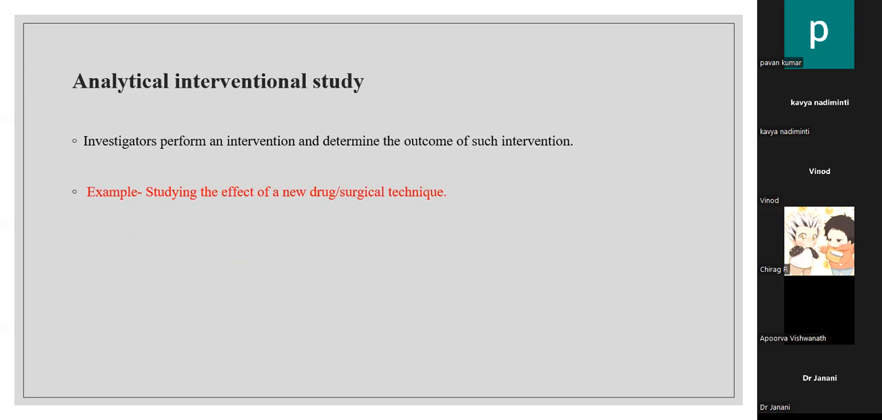Can you give an example for a cohort study? One example for the cohort study and the case control study. If you give examples, I think they will understand it in a better way.